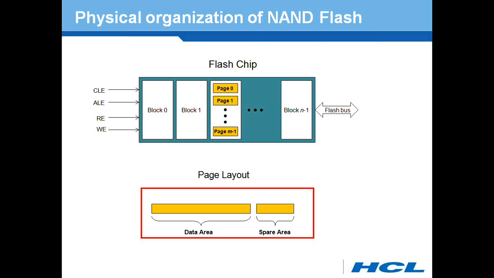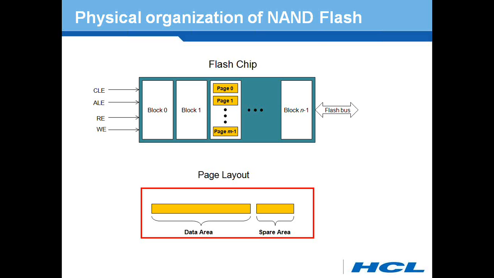Each page consists of a data area as well as a spare area. The data area and spare area sizes vary based on the size of the flash as well as the manufacturer, so the number of allocated bytes may differ. This spare area is mainly used to store error correction algorithm related information or map table related information in a page layout.